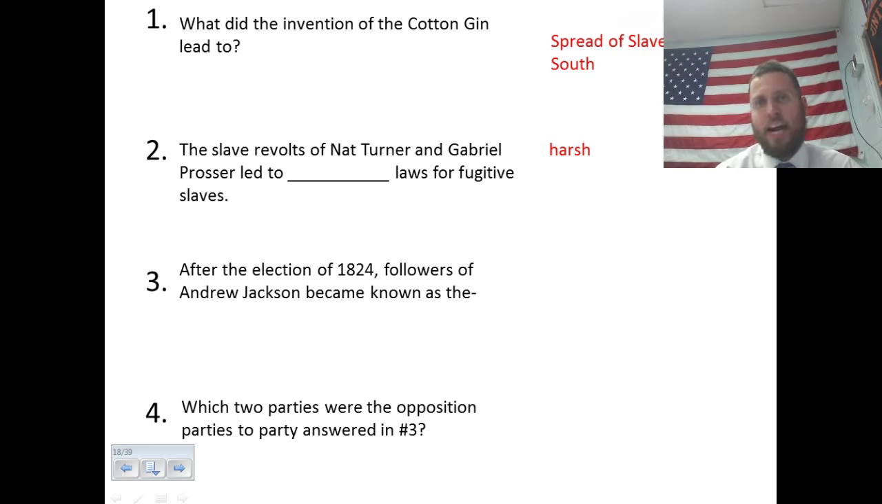Okay? It's not like they got more rights. In the short term, they got rights taken away from them. Three, after the election of 1824, if you followed Andrew Jackson, you were known as a Democrat. The Democrats were the followers of Andrew Jackson. And then number four, which political parties were the opposition parties to the party answer to number three? That is the Whigs and Know-Nothings. It was the Democrats versus the Whigs and the Know-Nothings. Okay? Does that make sense?